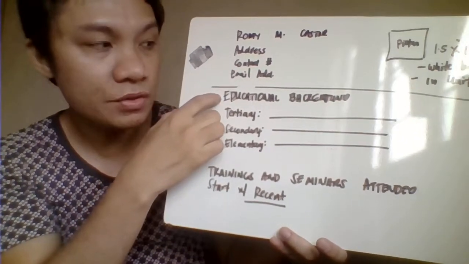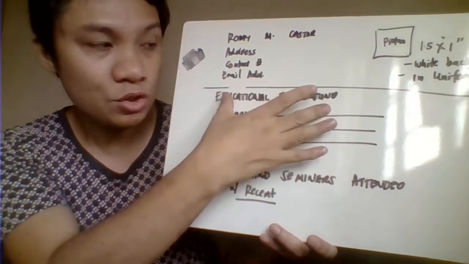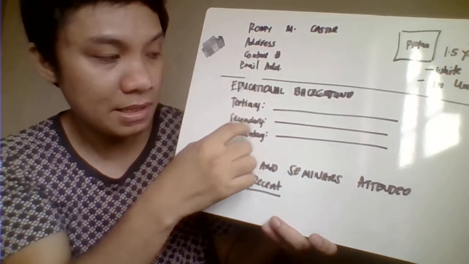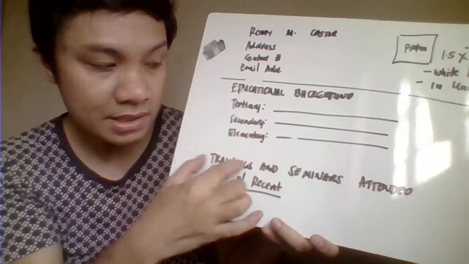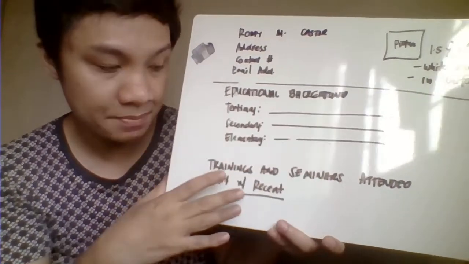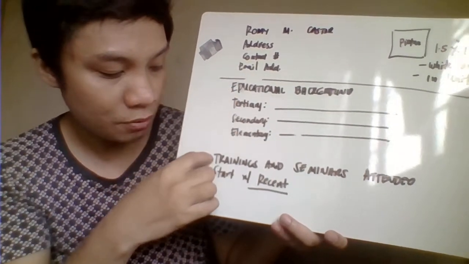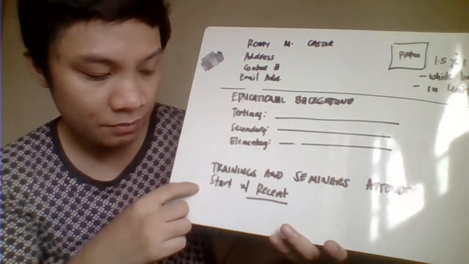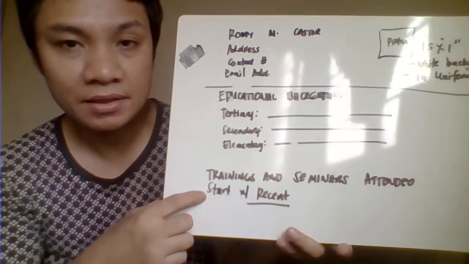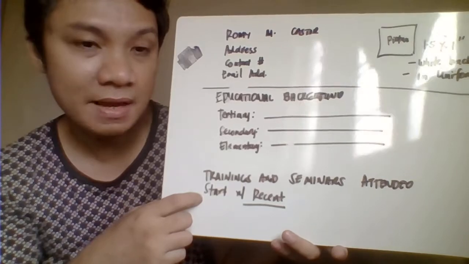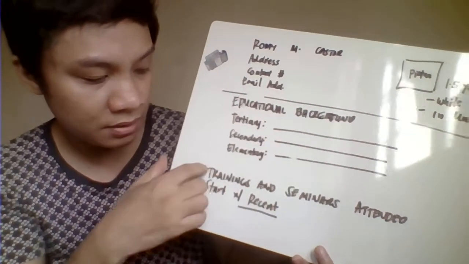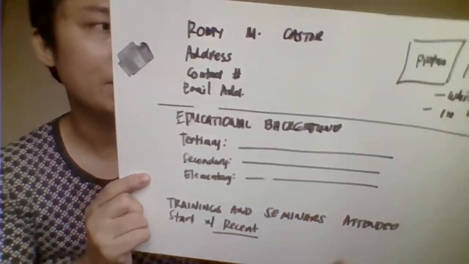Next we have your educational background, which should be written in all caps: tertiary, secondary, elementary, your schools. Next we have your training and seminars attended, all caps. It should be bold also. Then you start with your recent seminars. Educational background, training and seminars attended, bold that one.